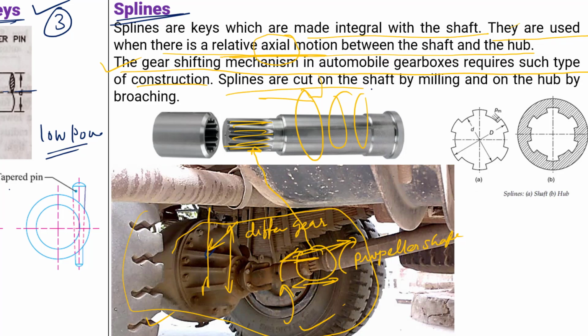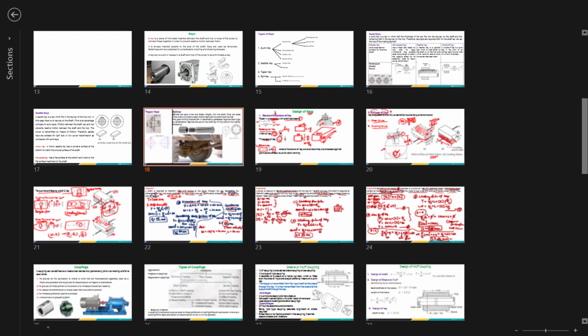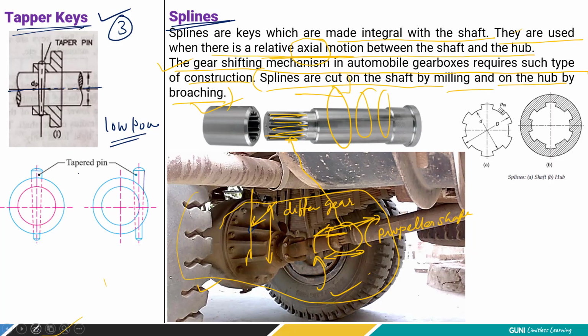So splines are cut on a shaft by milling and on the hub by broaching operations. So this is, you can say, the interview question. How can you produce a spline? So very simple. If it is the hub, you have to use the broaching tool because it's an internal machining matter, right? So we have to use that. Okay. And if you're talking about the outer side, then you have to use milling operations to carry it out.